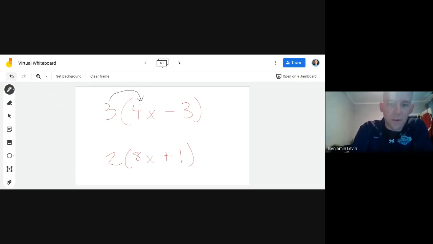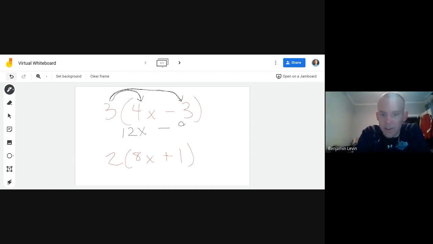We are multiplying the 3 times 4x, and we are multiplying the 3 times 3. 3 times 4x equals, 3 times 4 is 12. So this is going to be 12x, right? Because we have to reattach our x. 3 times 4 is 12, so we get 12x. Now 3 times negative 3. 3 times 3 is 9, so 3 times negative 3 is negative 9, okay?